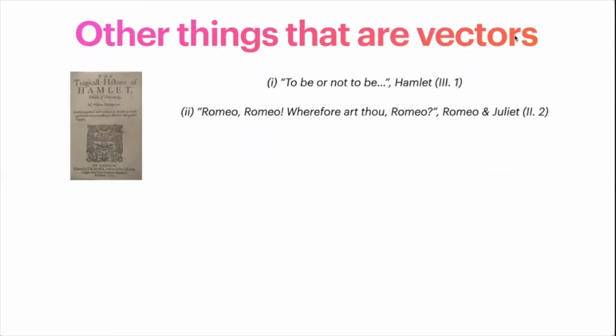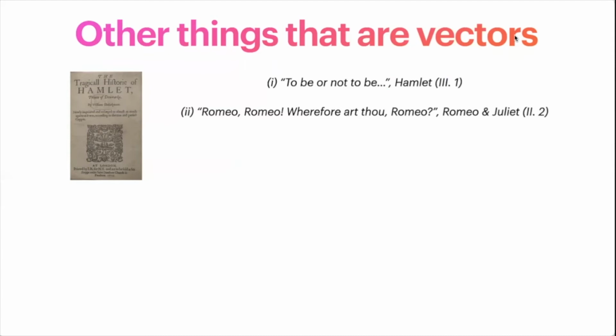Perhaps the coolest thing about vectors is that you can represent almost everything as a vector. And the most interesting thing that I found when I was starting my data science career that you can represent as a vector is text. So for instance, take Shakespeare's plays and take two very, very famous quotes from two of Shakespeare's plays. And suppose you want to represent those as vectors.